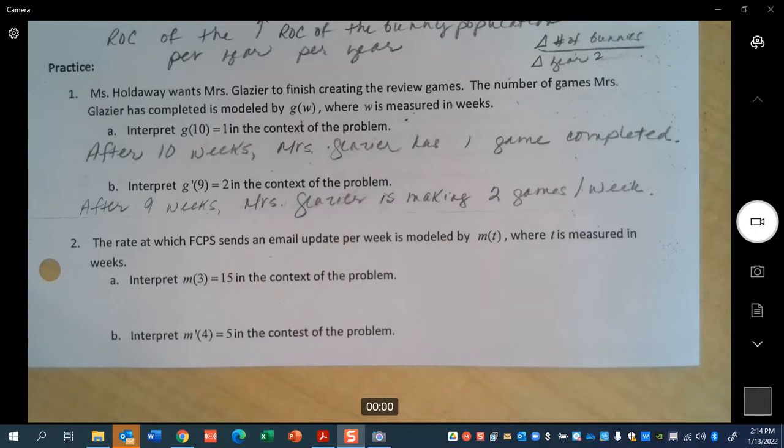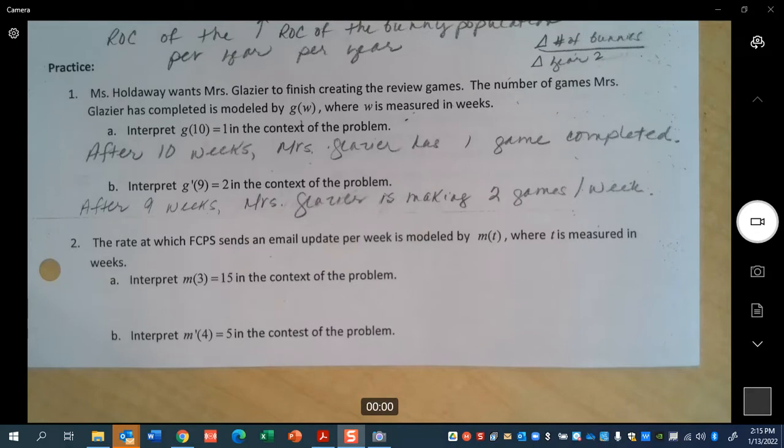So I'm pretty sure we need to do a better job with our numbers, because if it takes me 10 weeks to make one game, at 9 weeks I'm not making 2 per week, you know what I mean? So that's a little illogical.